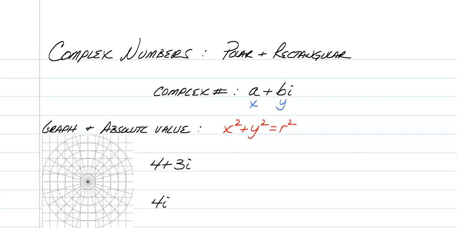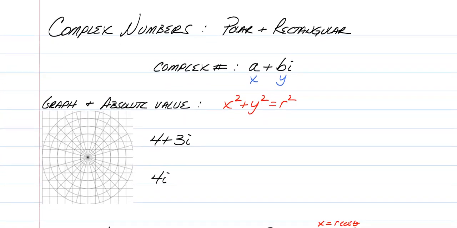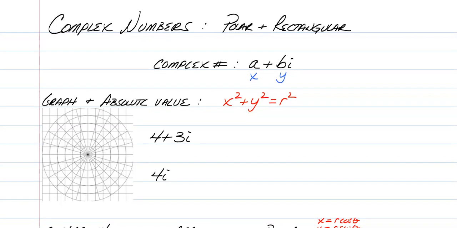Now, on the coordinate plane, your real number and imaginary number are pretty much just your x and y. So graphing them is actually very easy to do. But we also need to find the absolute value, which is also known as the radius. And to do that, we're just going to use the Pythagorean Theorem, also known as x squared plus y squared is equal to r squared.